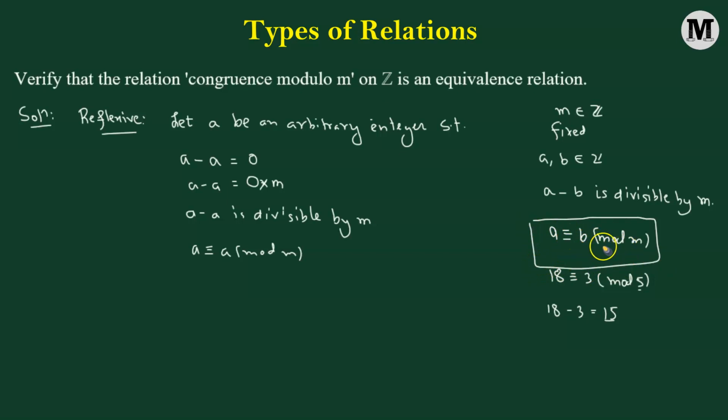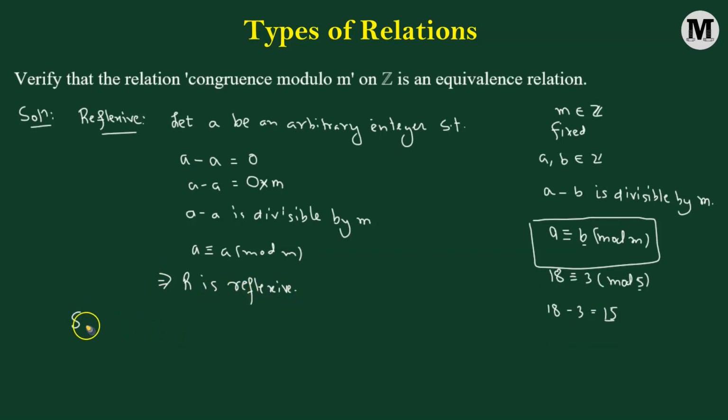This is what we mean by a is congruent to b modulo m, but since we want to show that the relation is reflexive, we replace this b with a, and we are able to show that a is congruent to a modulo m. So this implies that our relation R is reflexive. Okay, so we have tackled the first part.